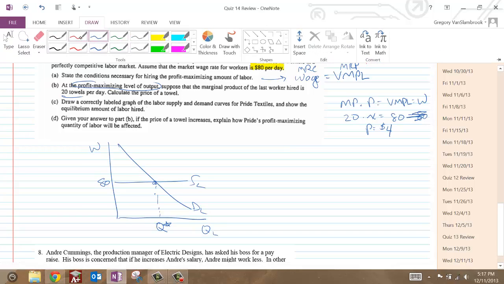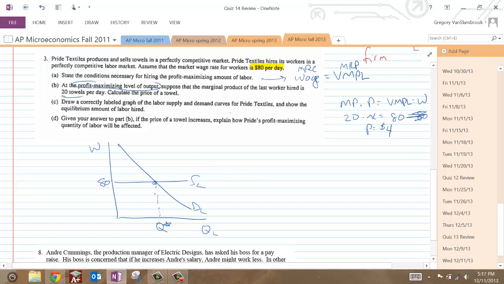So the part about giving your answer to part B is not really all that significant. All you need to deal with is remember that if the price of a towel increases, that's one of those things that will increase the demand for labor, because if the price goes up, then the value of the marginal product for each worker goes up. And what it does is it shifts the demand for labor to the right, which increases the equilibrium quantity of labor hired.